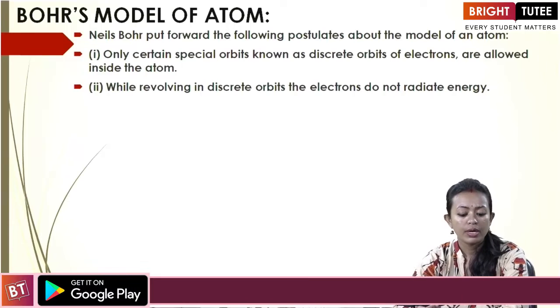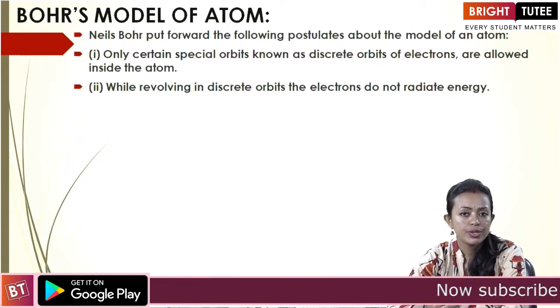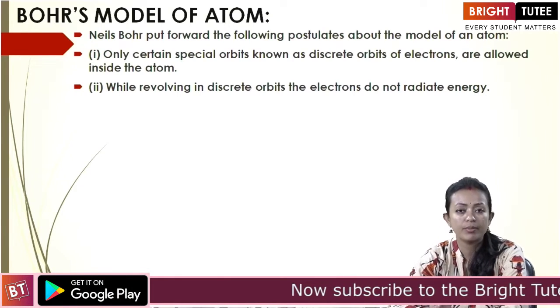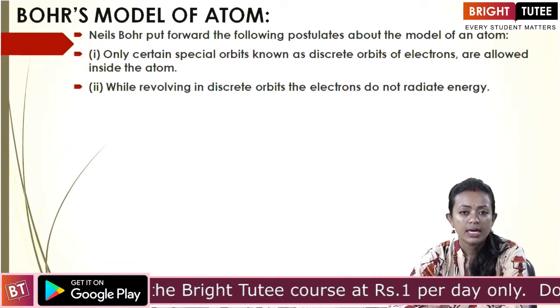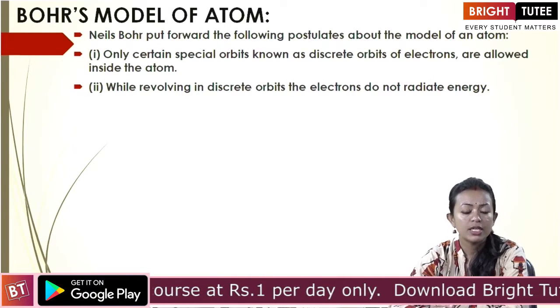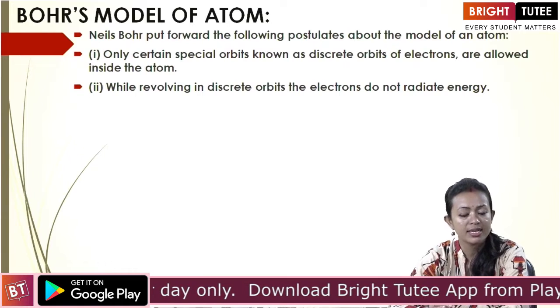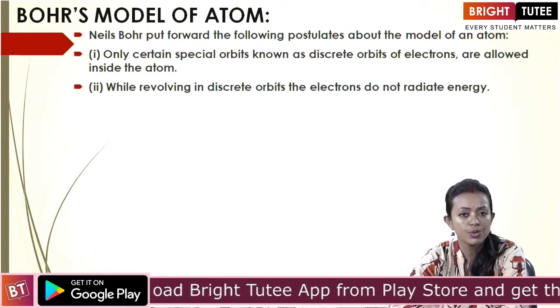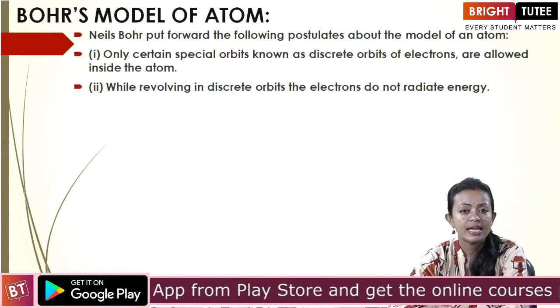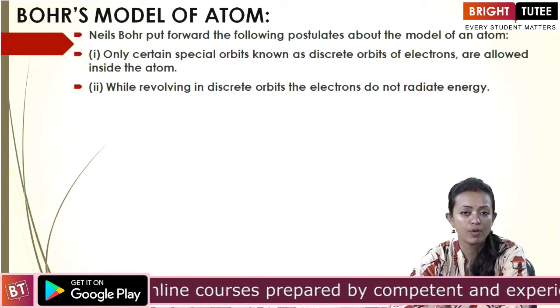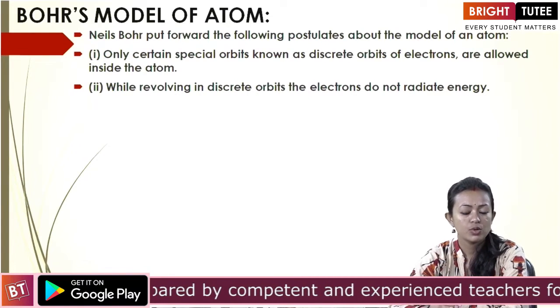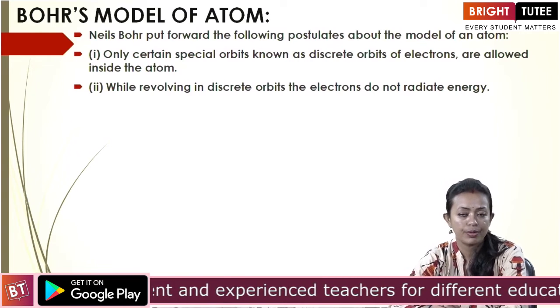Now, Niels Bohr understood, he accepted Rutherford's nuclear model. He understood that yes, atoms have two parts, the nuclear part which is centrally located and positively charged, and there is an extranuclear part which is electronegative. That is, it has the electrons revolving around it. So that was also accepted by Niels Bohr.